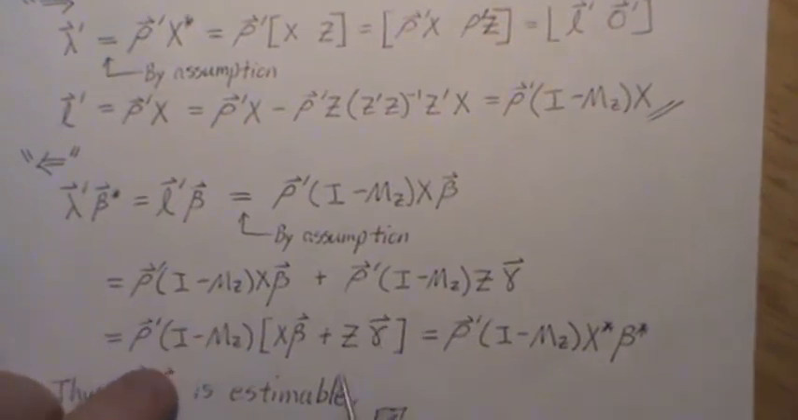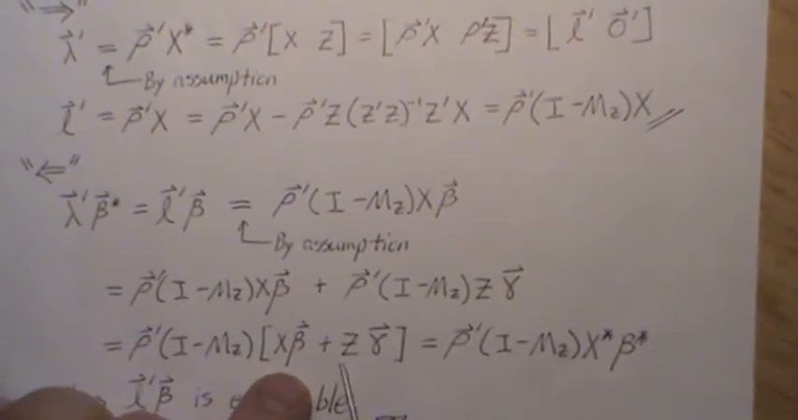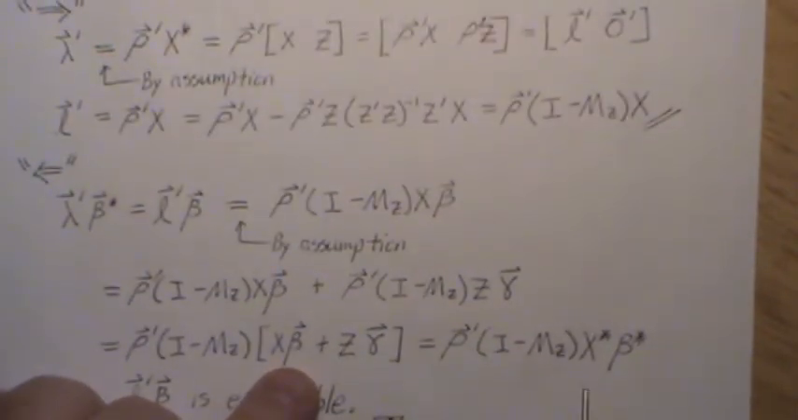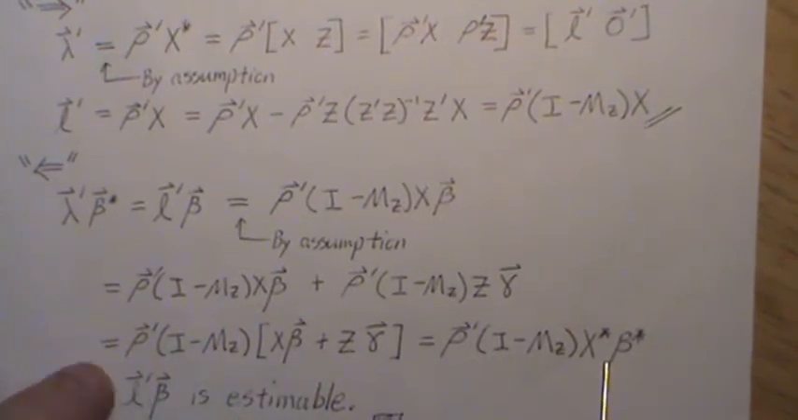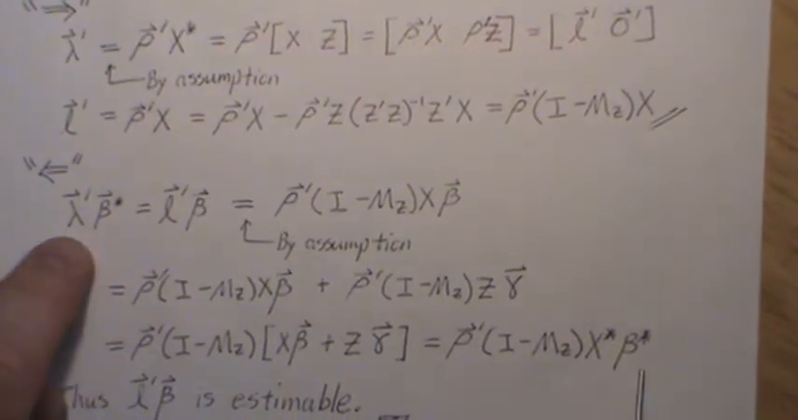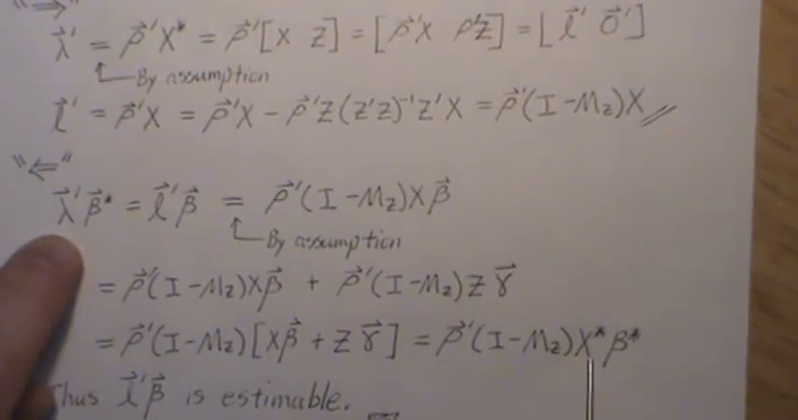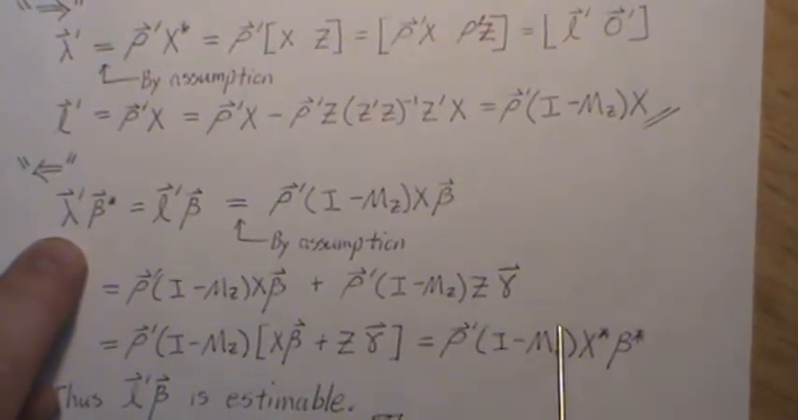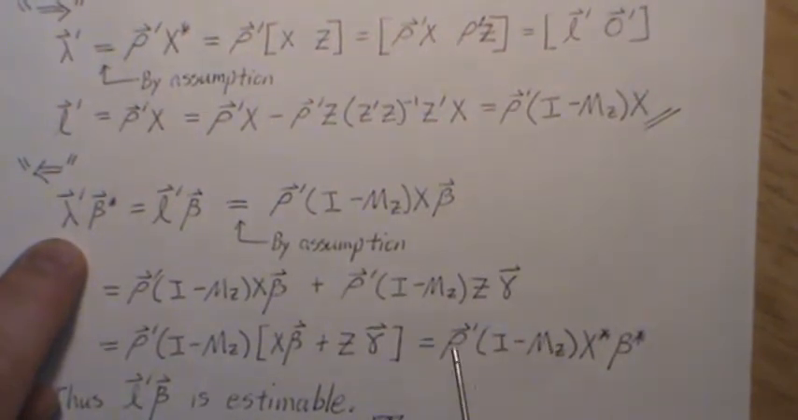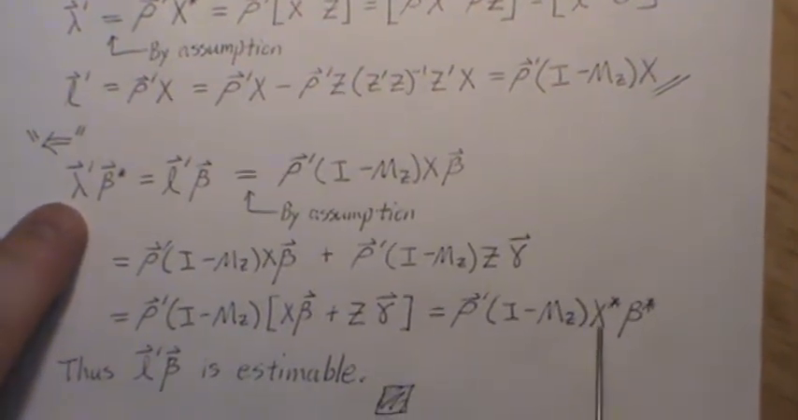Now let's left factor out a rho (I minus M_Z). And then what's left over is this, but if we un-matrix-multiply it, we get this. So this says that lambda, now the beta stars are the same, is equal to a linear combination of the rows of X star. This here is a row vector, like a new row. So this is part of the row space of X star, so it's estimable.